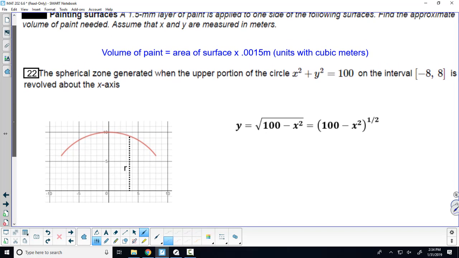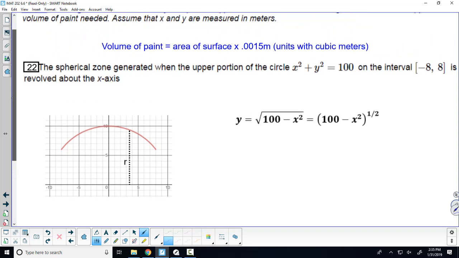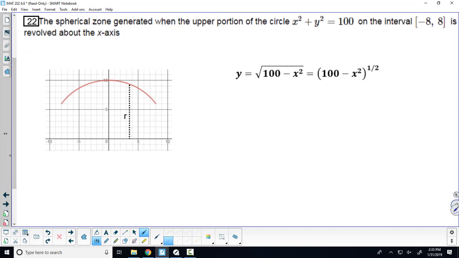All right, so the math part of this is that we've got that arc. We're going around the x-axis. We need to figure out what the surface area of that resulting surface is. So the upper portion just means half of the surface area. So the upper portion of the circle is the part that I've drawn here. So the spherical zone generated when the upper portion of the circle is rotated all the way around. So we're taking a circle and chopping off parts of it. All right, so there's our curve.